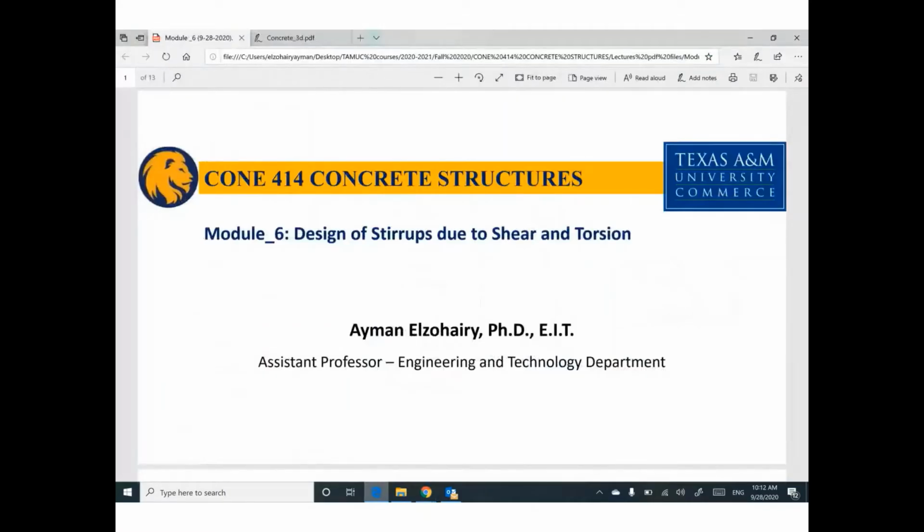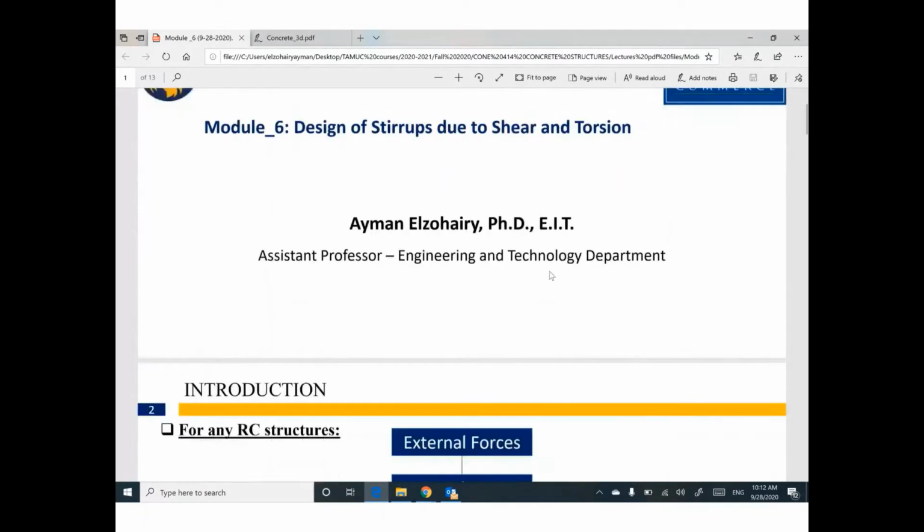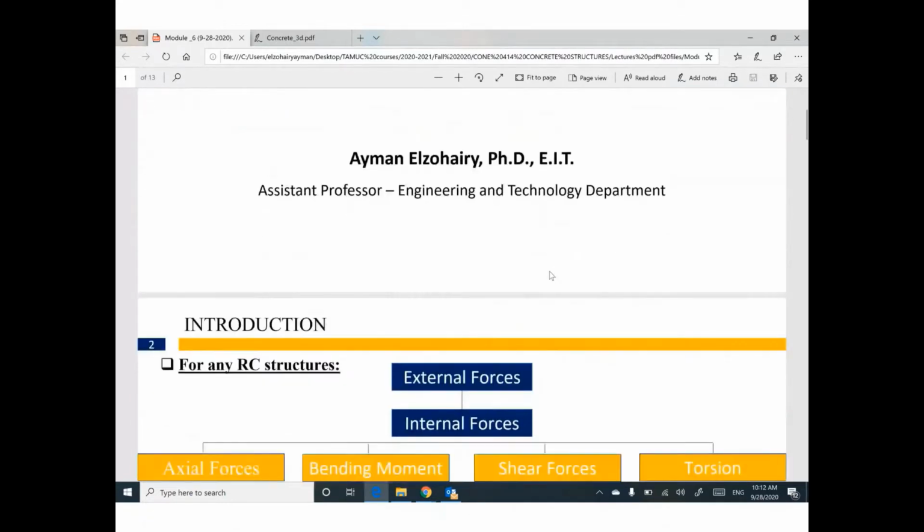We have a new topic today regarding design of stirrups, shear and torsion. Design of stirrups. Just to remind you what was the story, because we are in a very long story in this course.